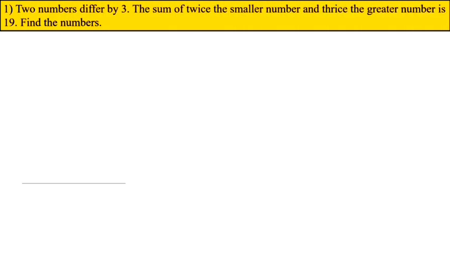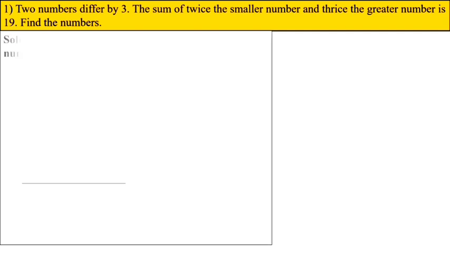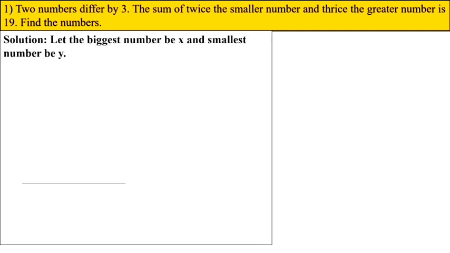We are going to learn about the application of simultaneous equations. Already we have learned how to form an equation. Now children, the question number 1 in practice set number 1.5 is: two numbers differ by 3. The sum of twice the smaller number and thrice the greater number is 19. Find the numbers. So here we will assume let the bigger number be x and the smaller number be y.